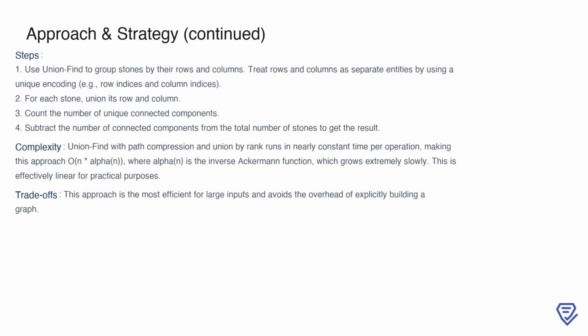This approach is highly efficient, with union find operations running in nearly constant time due to path compression and union by rank. The overall complexity is O(n α(n)), where α(n) is the inverse Ackermann function, which grows extremely slowly, making the approach effectively linear in practice. This efficiency, combined with its scalability, makes union find an excellent choice for this problem.